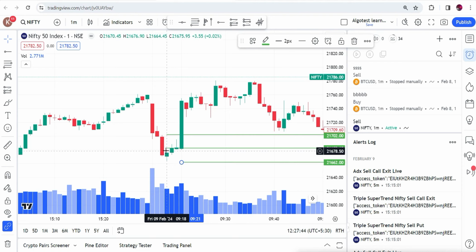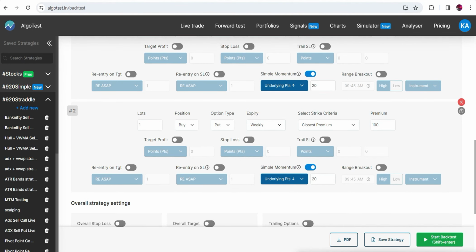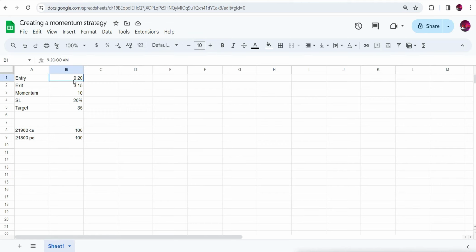Because from the selected price at 920, the price was 21,682. Now 20 points above is 21,702. So if the market moves to 21,702, it will take entry in call. And which strike will it take the entry in? The one it selected at 920, whose premium was 100 at that time. So that was the 21,900 call.